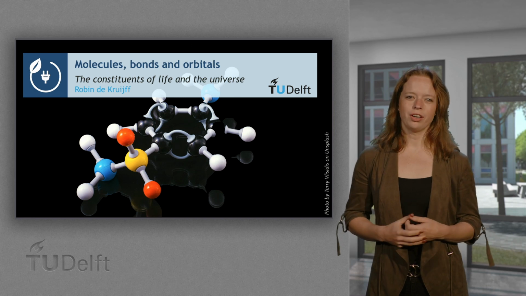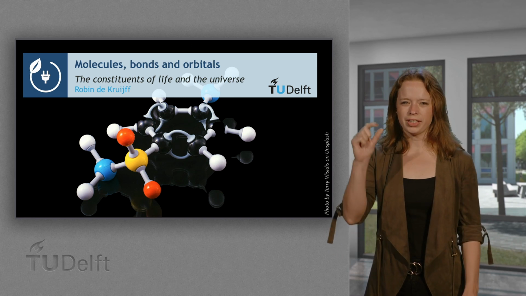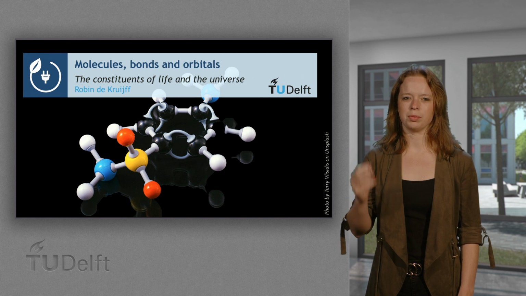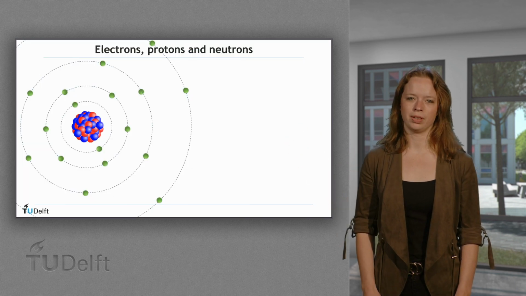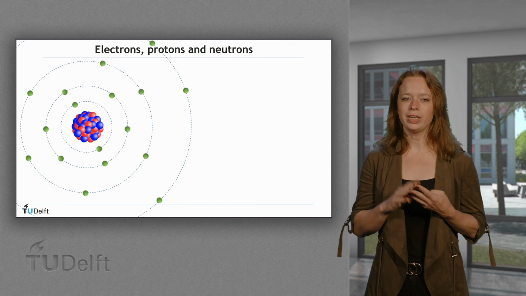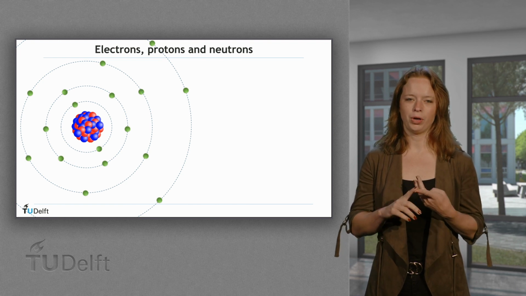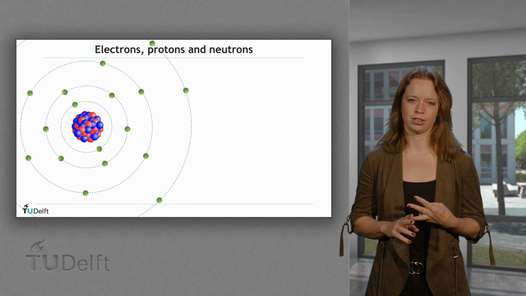Today we're going to start our chemical journey by looking at the very smallest units of matter, the atoms. What you can see here is a schematic representation of an atom. The atom is composed of three types of subatomic particles: protons, neutrons, and electrons.